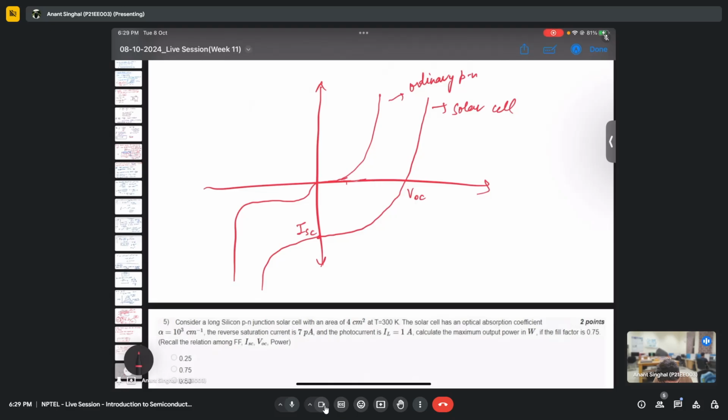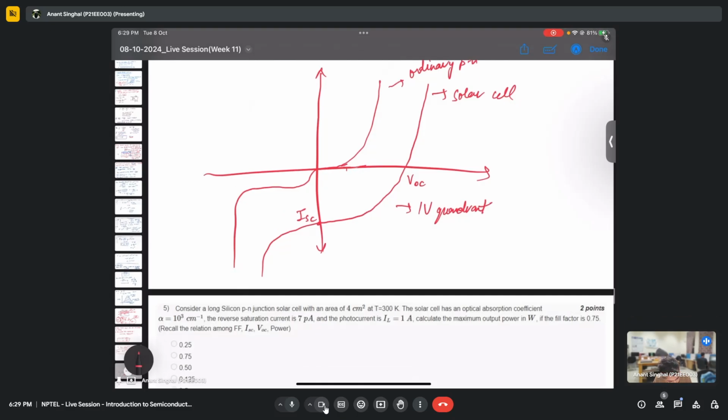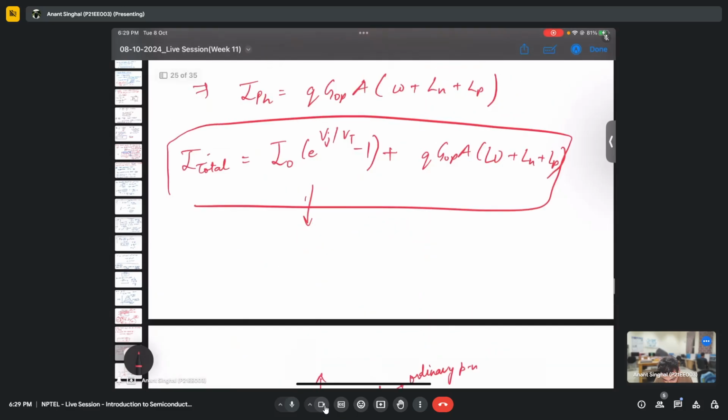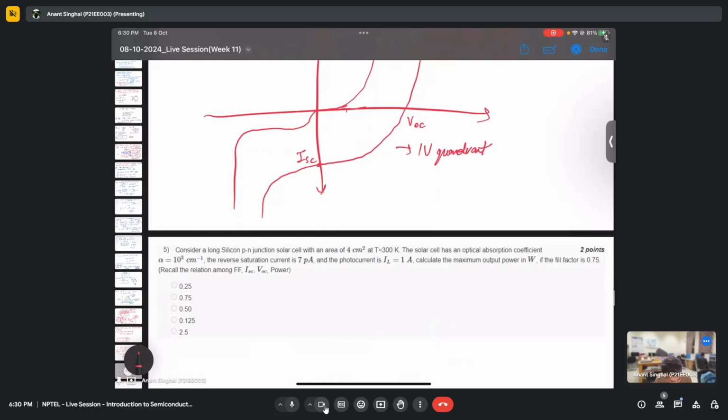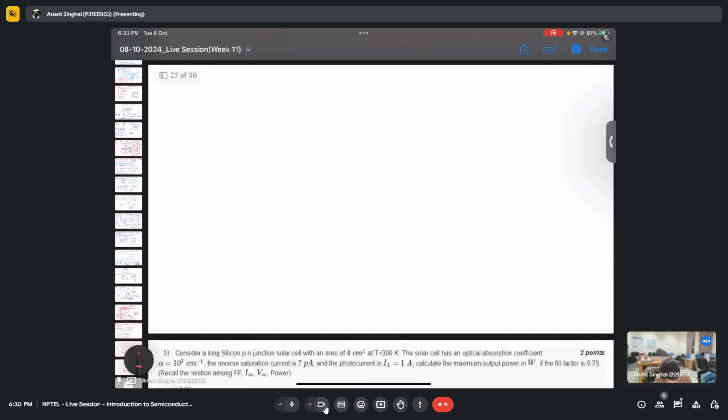And a solar cell basically works in the fourth quadrant. And we have two components again. So this is due to the forward bias PN junction, and this is due to photon optical generation basically. Forward bias should be from P to N, and optical generation should be from N to P. Maybe this is fine for now.